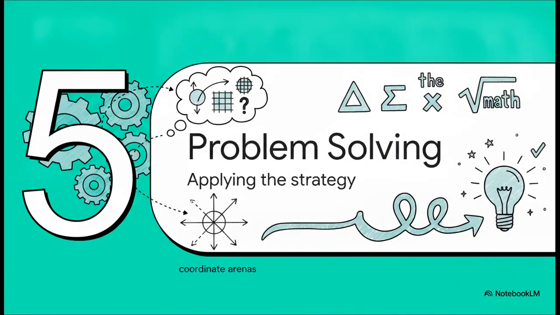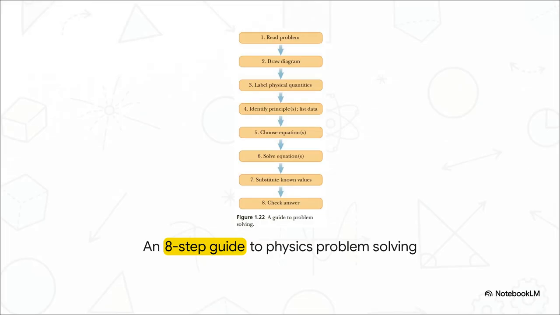And finally, Section 5, Master Problem Solving. The source material gives us this fantastic, comprehensive 8-step guide to physics problem solving. It moves systematically from just reading the problem all the way to checking the answer. And this structure is vital because physics isn't just about plugging numbers into a calculator hoping for the best. It's about methodically translating a messy real-world scenario into a clean, solvable mathematical framework.